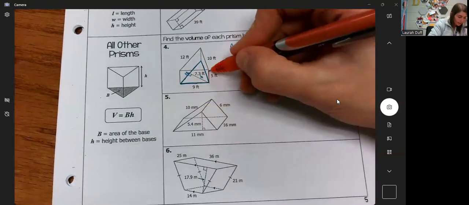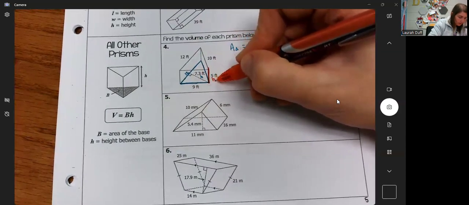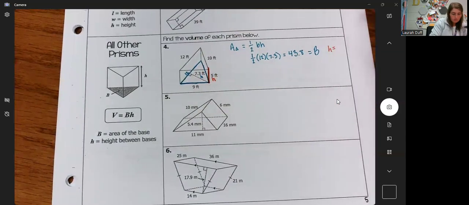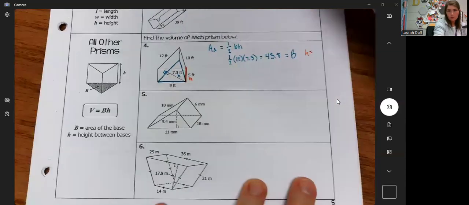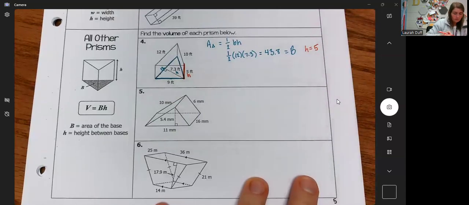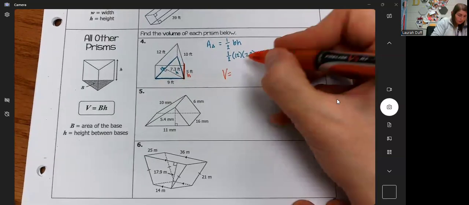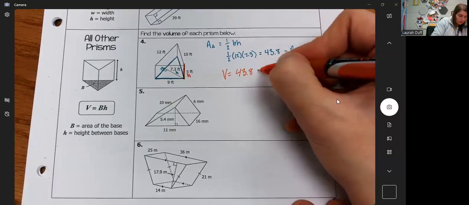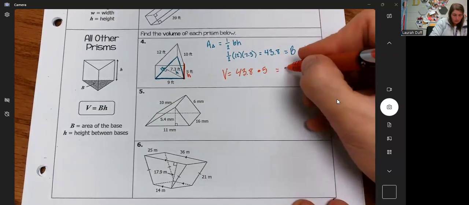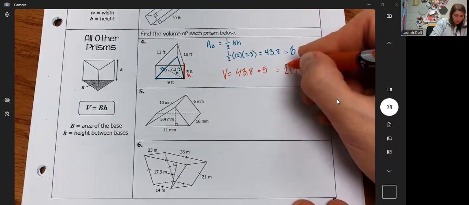In this problem, the height between those two triangular bases is 5. So I'm going to label that as my H. The height of my 3D figure is 5. So all I do for volume is multiply my big B, which is 43.8, times 5. That gives us the volume of 219 feet cubed.